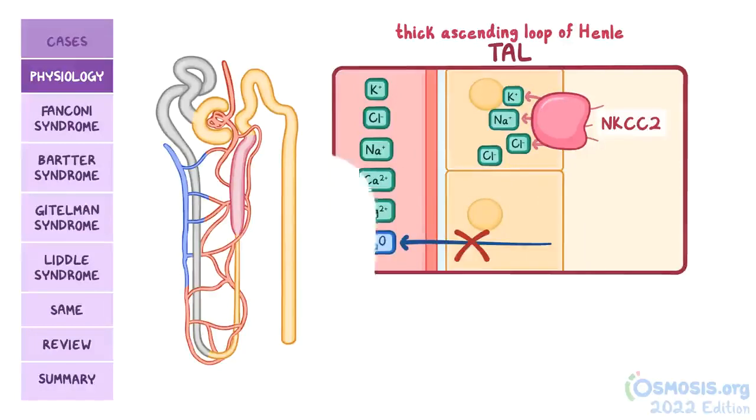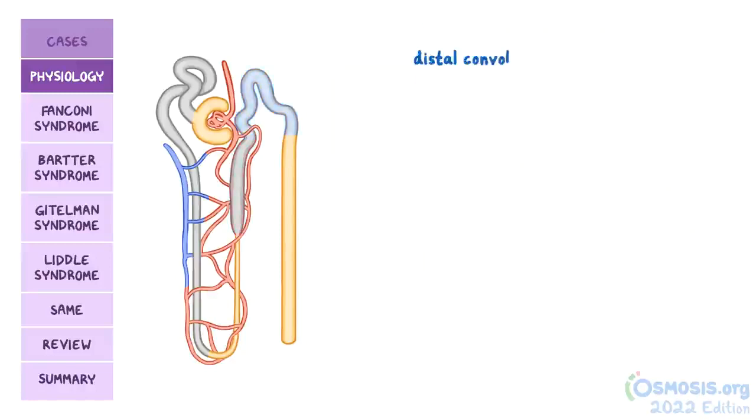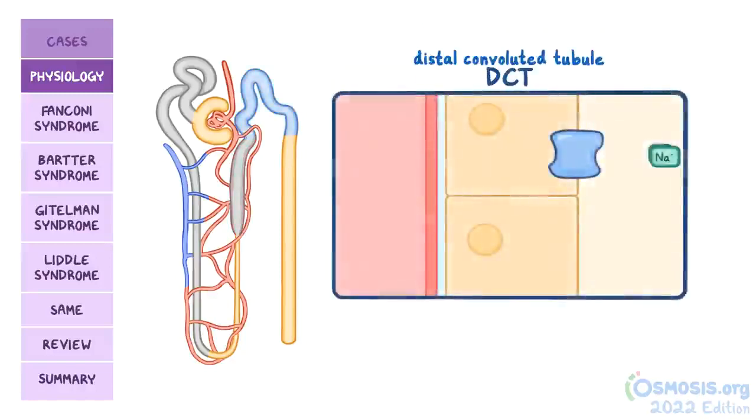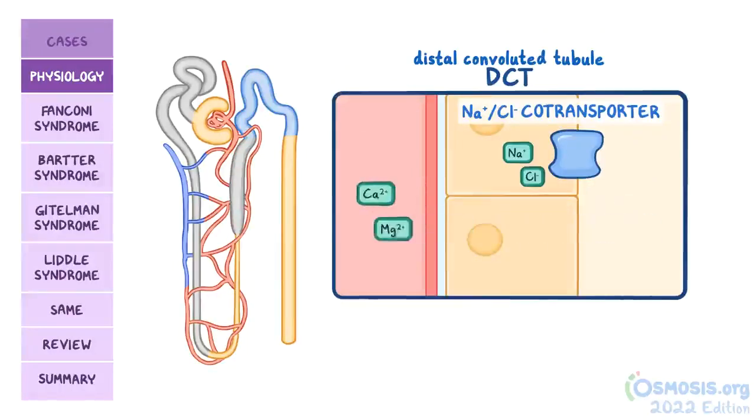Now, the distal convoluted tubule, or DCT, reabsorbs sodium and chloride through a sodium-chloride cotransporter, as well as calcium and some magnesium. Again, it does not reabsorb water.